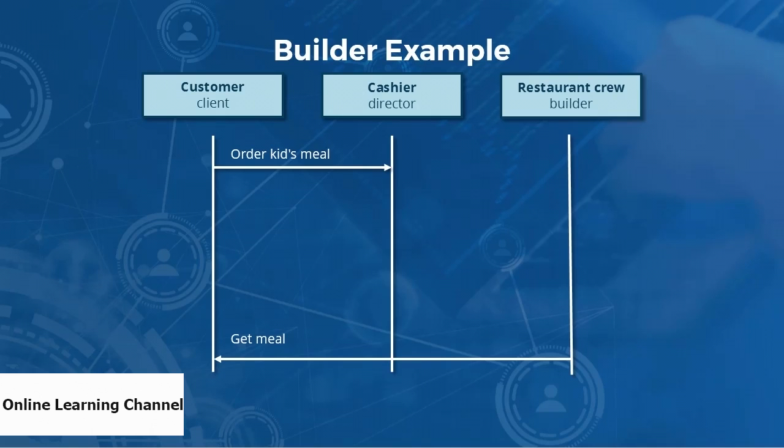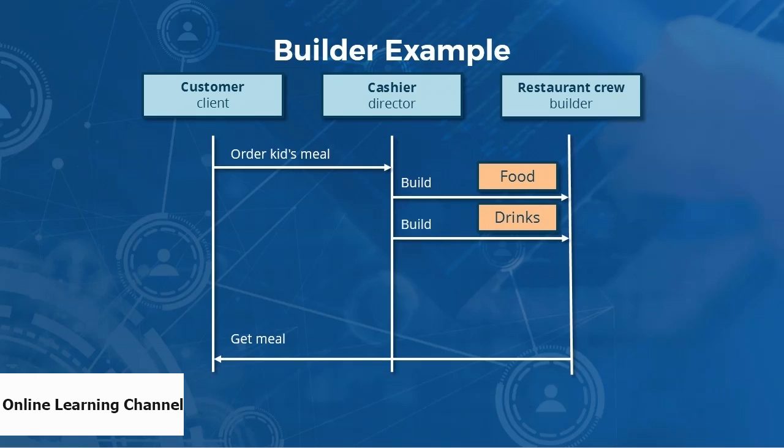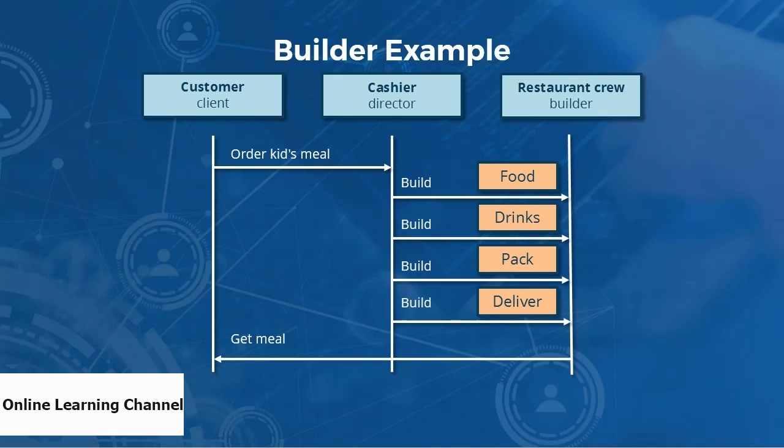Now, the cashier and the restaurant crew work together in a step by step manner to build this meal up. The cashier might give directions to the restaurant crew. The first step might be to cook and prepare all of the food that goes into this kid's meal. The second step might be to put in all of the drinks that make up this meal. Now, based on whether the client ordered takeout or not, the third step might be to package the food and the drinks together in containers. And finally, you might perform additional steps to deliver this meal to the client. And what the client is looking for is the meal given to him at the very end.